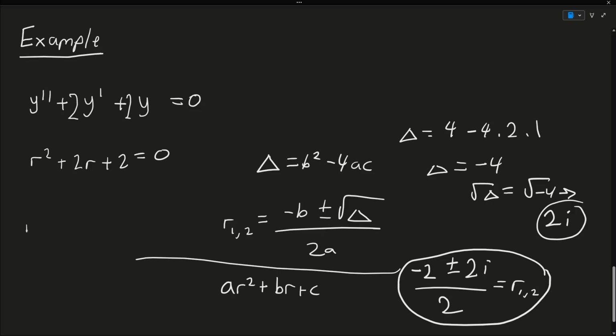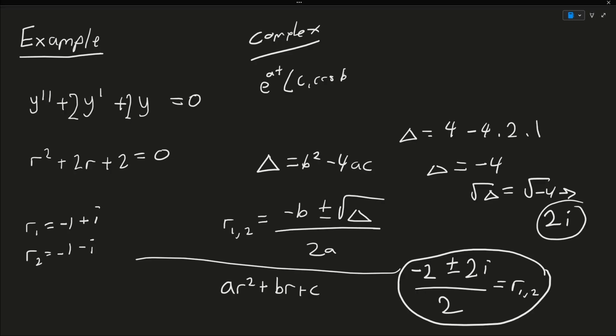r1 equals -1 plus i, r2 equals -1 minus i. I'm just going to go with the positive version because it's much easier. So our solution for complex roots is e to the at times c1 cosine of bt plus c2 sine of bt, where a is the real part and b is the non-real part of the solution.